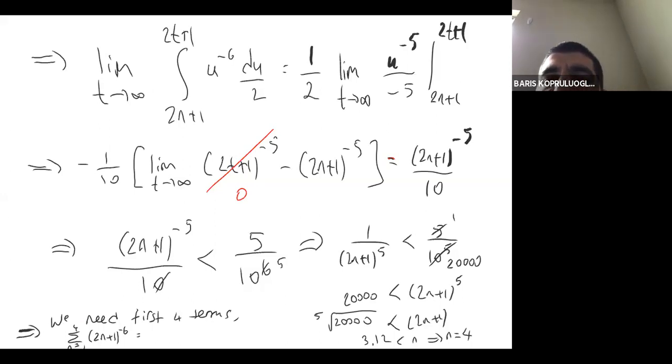If you plug in 1 for n, then 2, 3 and 4, and add them up, I think it will be 0.00145. And this is correct to 5 decimal places.